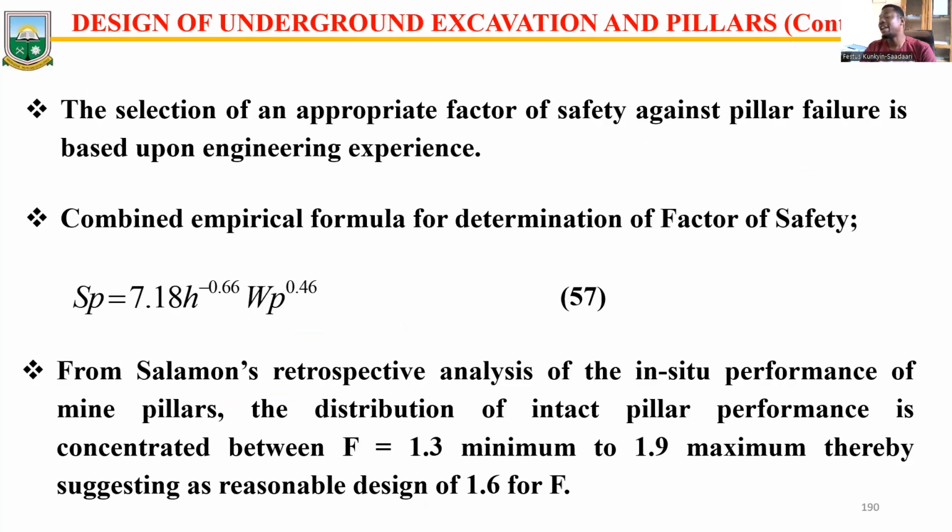So then the final section, and then maybe we will end the lesson. The selection of appropriate factor of safety here against pillar failure is based upon engineering experience. So if you want to select an appropriate factor of safety, it is based on your experience that you decide whether I have 1 point so and so or whatever. But then combine empirical formula for determination of factor of safety. A lot of people have come up with studies determining factor of safety about pillars. And finally, the one that most people love to go by is Salamon's.